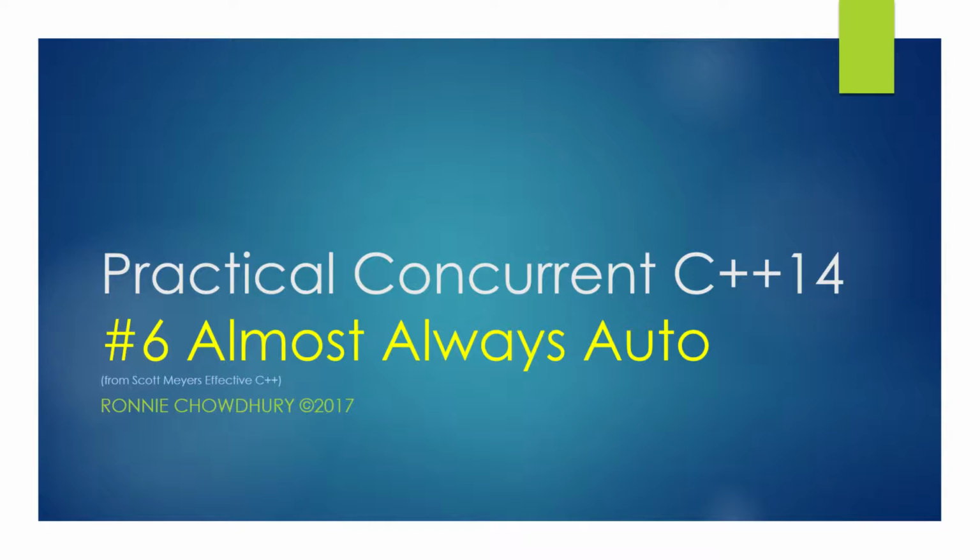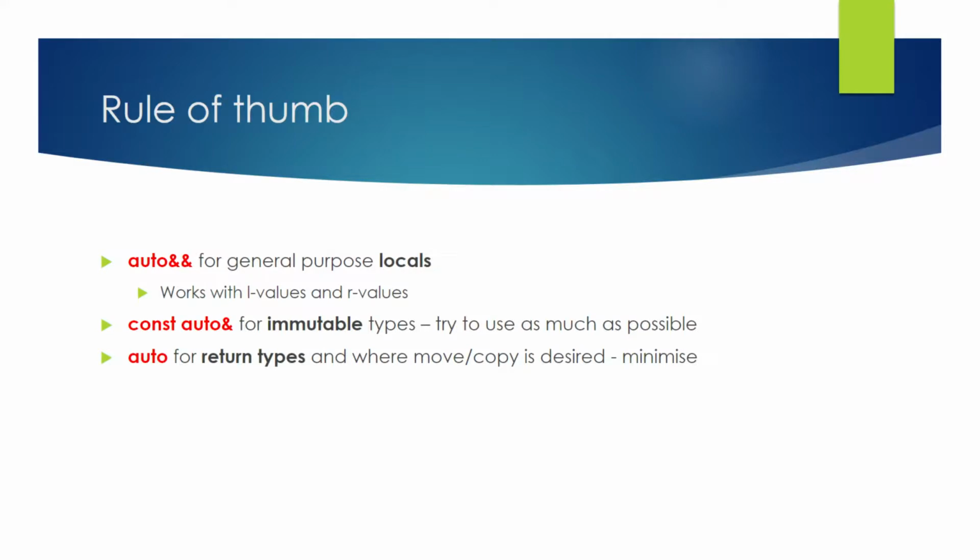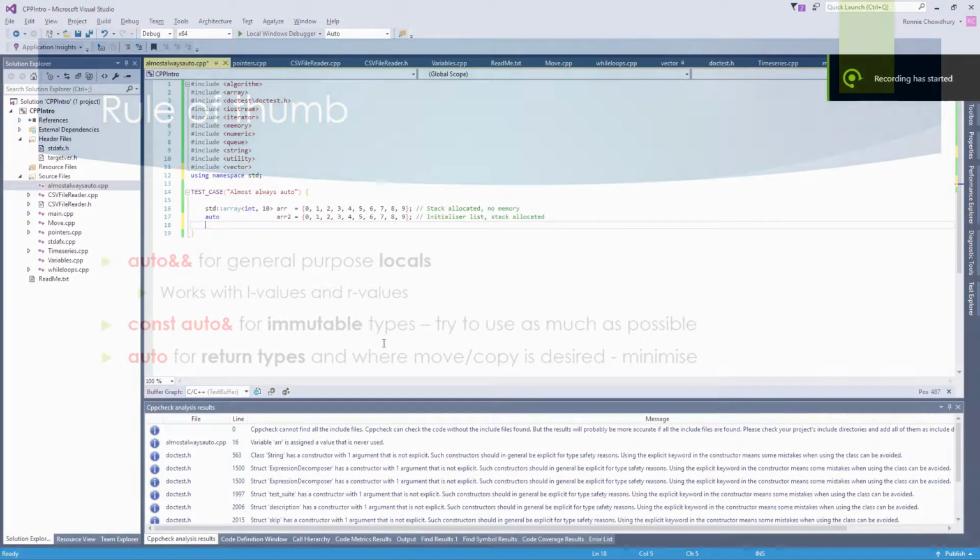It is a term coined by Scott Meyers in Effective Modern C++. I'm going to summarize it in this tutorial with a couple of simple rules. We use auto-ref for general purpose locals. This works with L values and R values and does forwarding correctly. And we use const auto-ref for immutable types, which I try to use as much as possible, as you've probably seen, so there's less documentation available for the user.